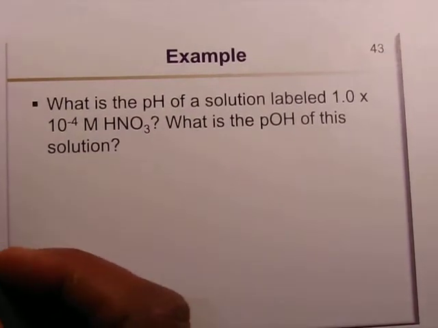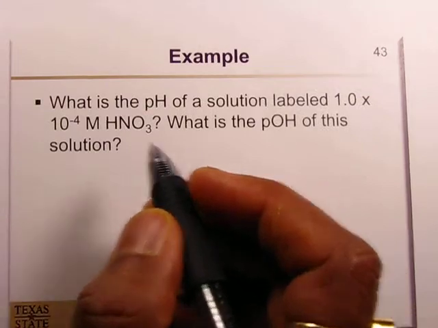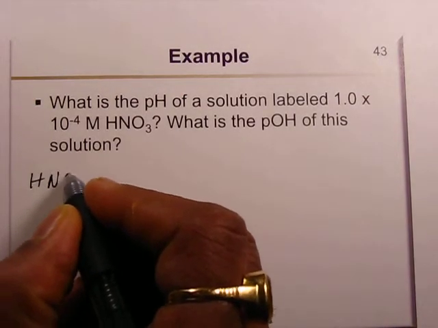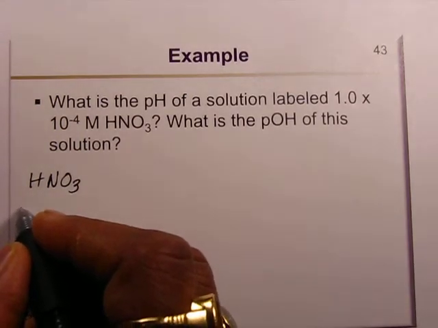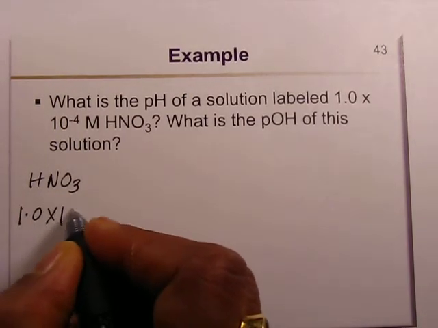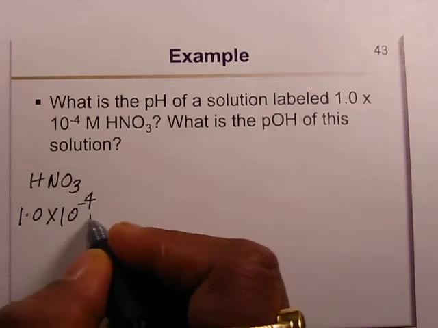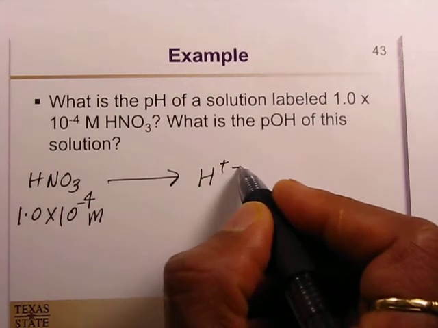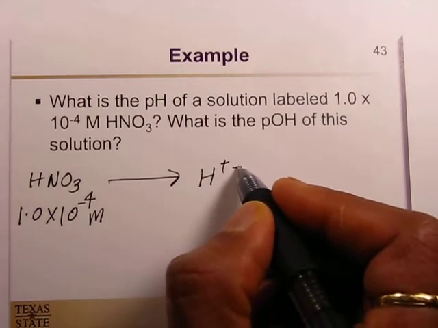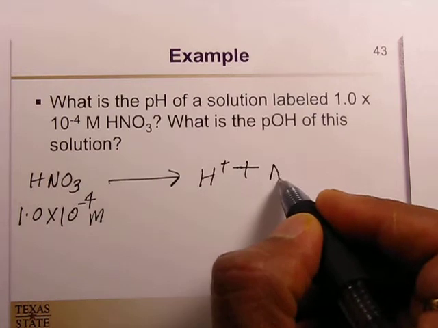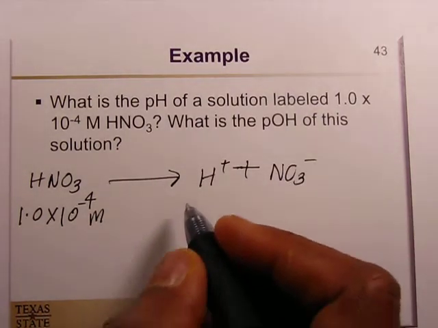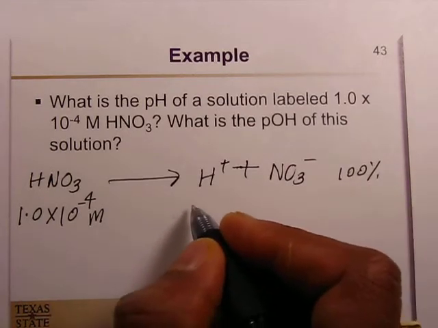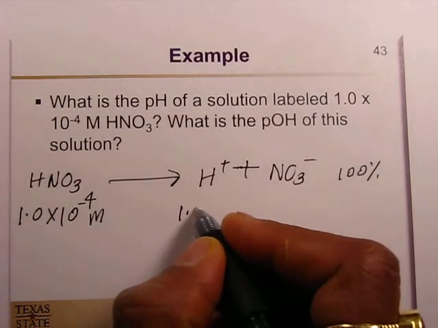Where the pH of the solution is asked. The HNO3 concentration is 1.0 times 10 raised to the power minus 4 molar, and once it dissociates, it will give exactly the same amount of hydrogen ion concentration plus NO3 nitrate ion. This will be 100%, so we'll get the same amount of hydrogen ion concentration.